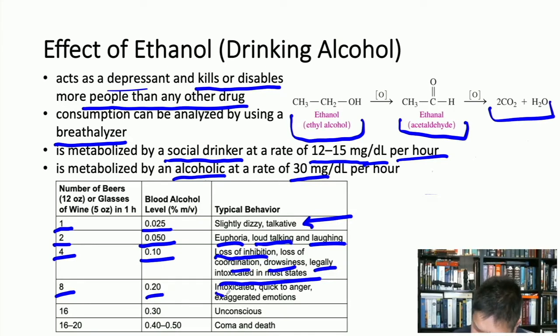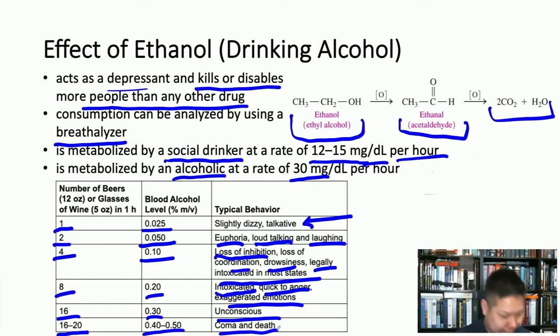You're intoxicated, obviously, very quick to anger, and you have very exaggerated emotions, right? I don't think that's everybody, but they're trying to teach you something here in this textbook, I guess. And then at 16, you're at 0.3 blood alcohol level, and you're unconscious. I guess the term is blackout drunk, right? And then 16 to 20, wow, that's a lot of beers. 20 beers in 1 hour, holy mother. You're at 0.5, and you're probably in a coma or you're close to dying.